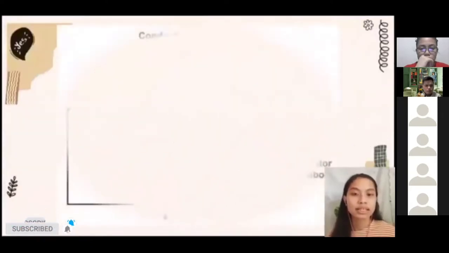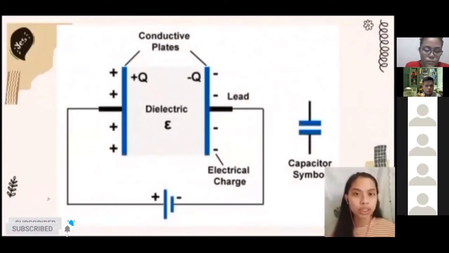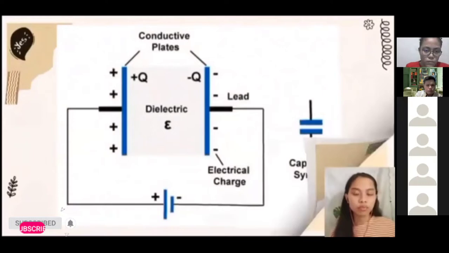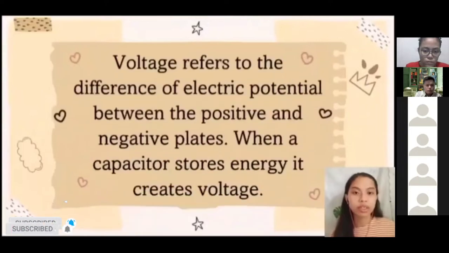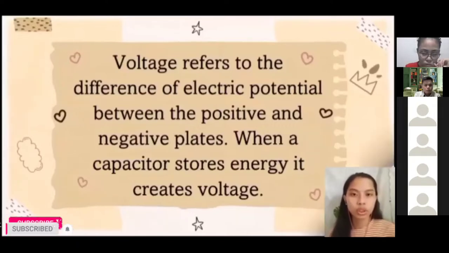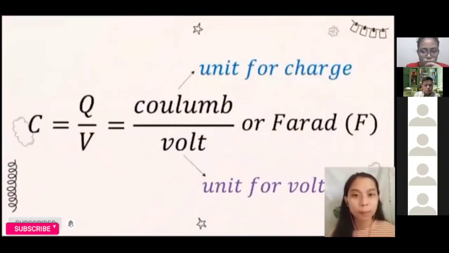Technically, a capacitor has zero net charge, as it has an equal amount of positive charge and negative charge. But Q in the formula refers to the charge stored on one side of the capacitor. As for V or voltage, it refers to the difference in electric potential between the negative and positive plates. Voltage is also called electric potential difference. When a capacitor stores energy or charge, it creates voltage. The unit for charge is coulomb, and the unit for voltage is volt. By looking at the formula, the unit for capacitance is coulomb per volt. A coulomb per volt is called a farad.